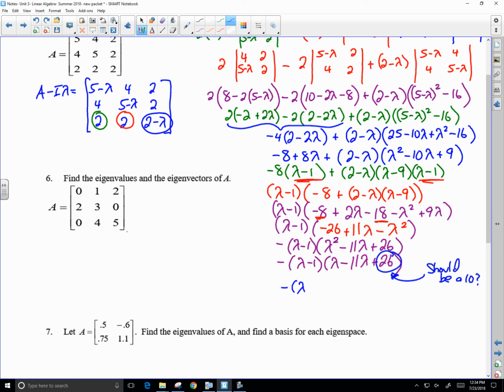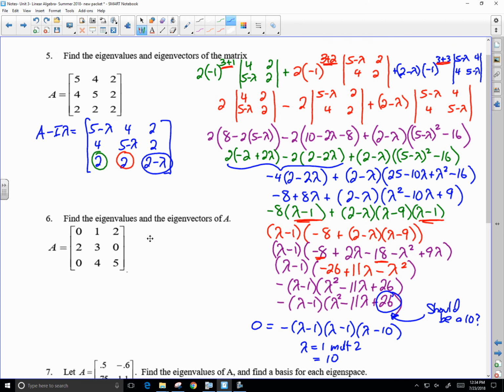So negative lambda minus 1. Oh, power of 2 missing. Lambda minus 1 squared, lambda minus 10, all equals 0 is what we need it to be, and so therefore lambda equals 1, multiplicity 2, and 10. All right, so, yeah, but again, I'm also changing it. This is a very lengthy problem, so we don't need the eigenvectors part of this.